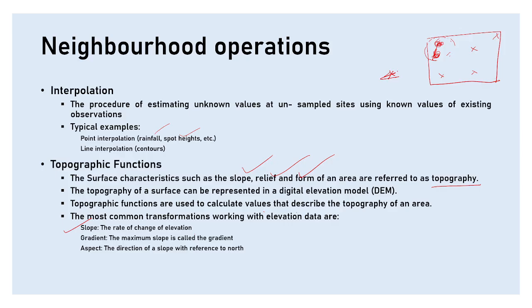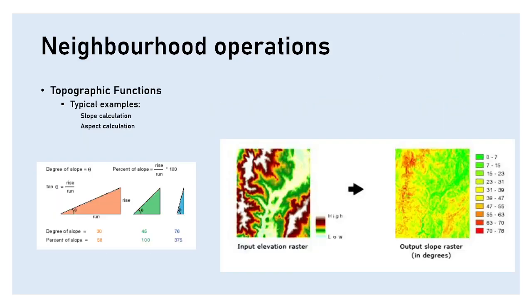Gradient is the maximum slope that is there. So that is called the gradient. Aspect is the direction of slope with reference to the north. North is here. In which direction is the slope going? Sometimes it might be northward itself. Sometimes it might be in the northeast direction or southwest direction or proper west, east like that. So it's everything based on north. So here, typical examples of the topographic functions include the slope calculation and the aspect calculation.